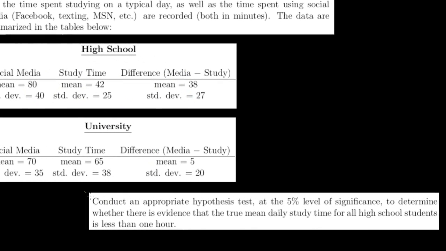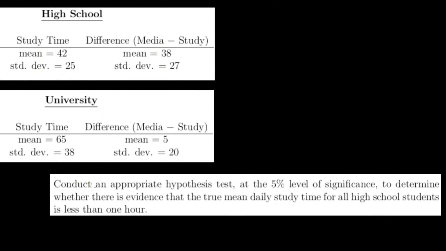Now let's say we have this question down here. Conduct an appropriate hypothesis test at the 5% level of significance to determine whether there is evidence that the true mean daily study time for all high school students is less than 1 hour. This first question has nothing to do with matched pairs. This question is just going to be regarding doing hypothesis tests.